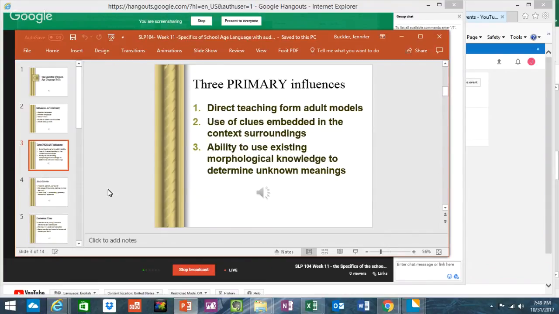And certainly, so context within the sentence itself is also a way to determine meaning.